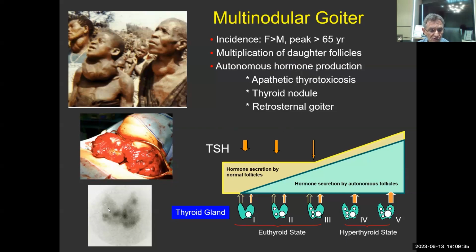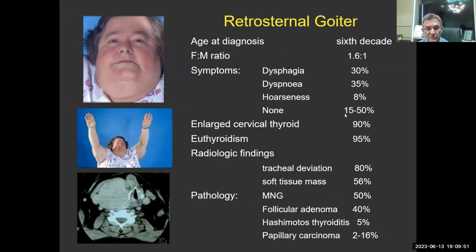And you can see if you do a nuclear scan, you'll see multiple hyper and hypo functioning nodules. And again, when the TSH is suppressed in this condition, malignancy is very, very rare. These are classical multinodular thyroid disorders.